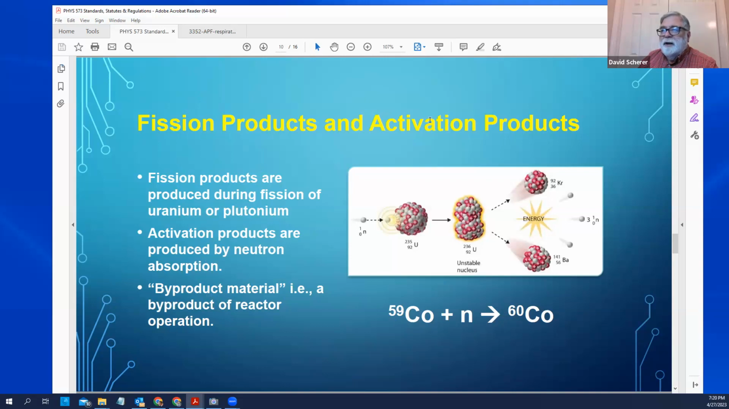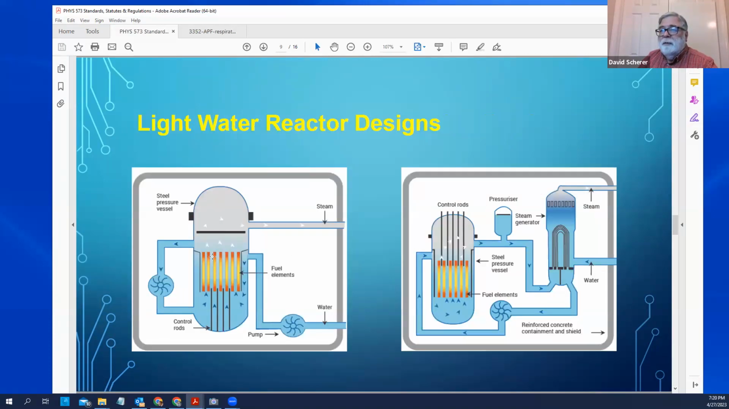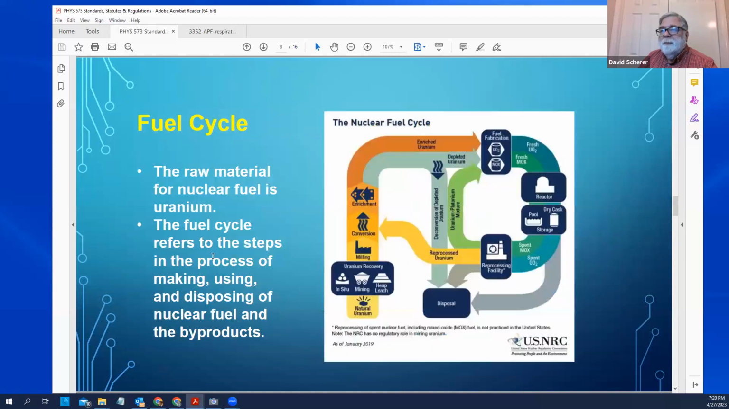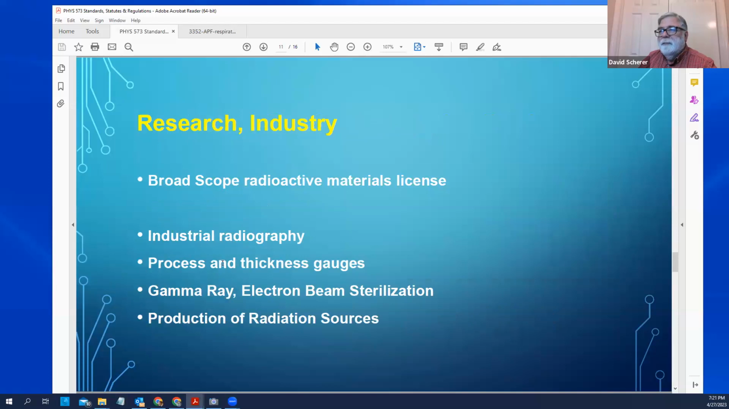Both of these, fission products and activation products, are part of a class called byproduct material, and that's because they're byproducts of reactor operation. I mentioned that in the fuel cycle there was byproduct material as a result of the mining and milling operations. That's a different kind of byproduct material.